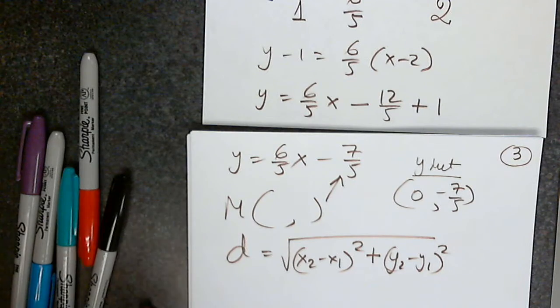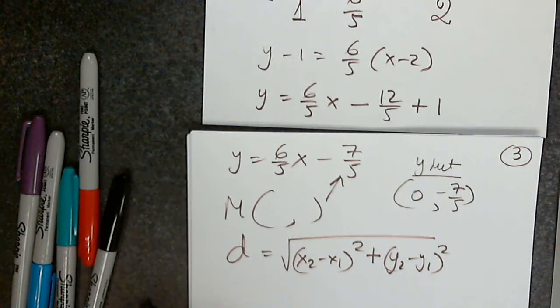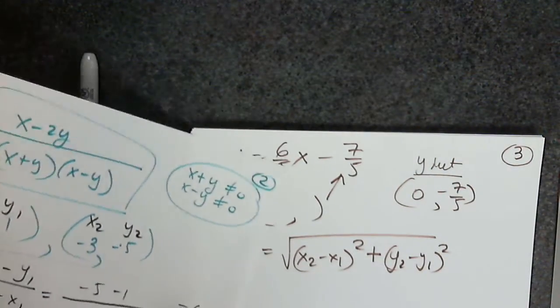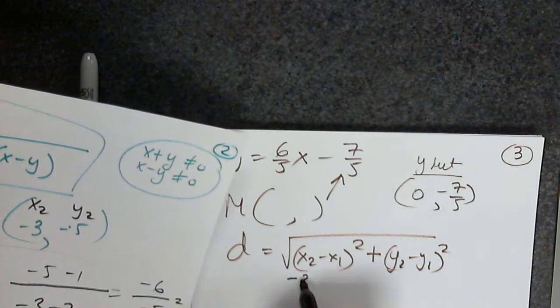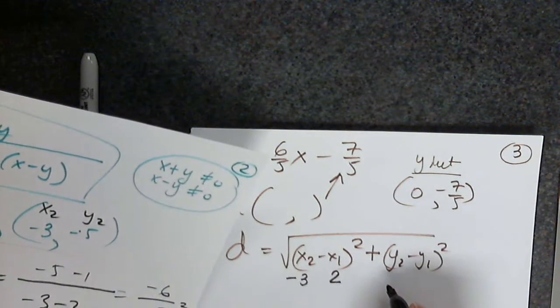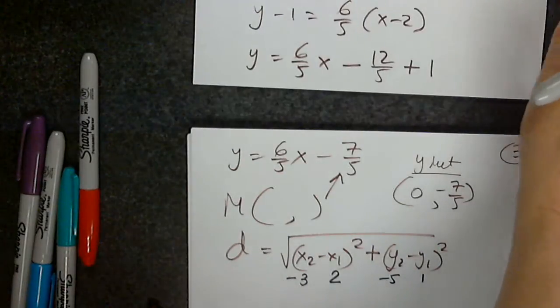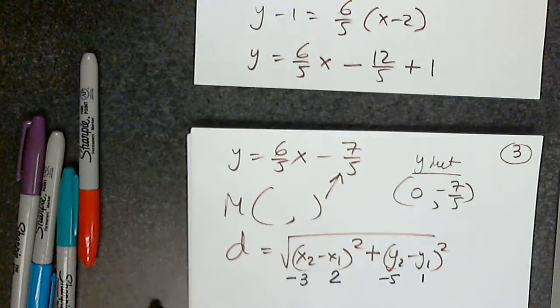So I recommend write those numbers under each variable. So here I have x2. I'm going to write -3. x1, I'm going to write 2. y2, I'm going to write -5 and then 1. Let's perform these calculations together. Ready?